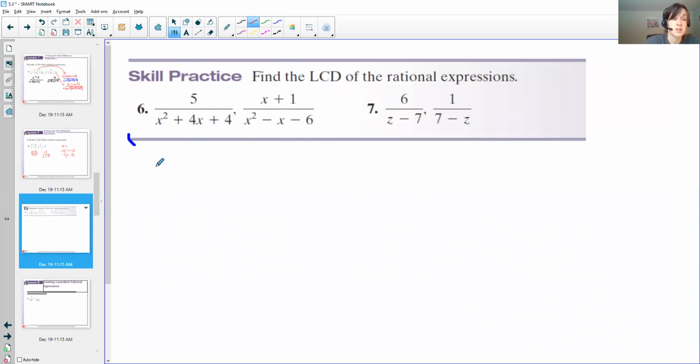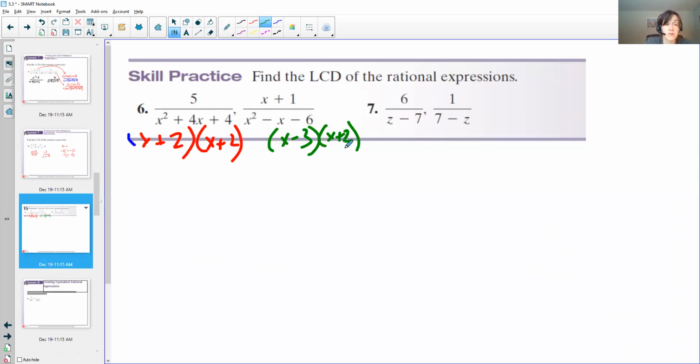That's probably, let's see, x plus 2 and x plus 2. I don't need to factor the 5. Let's look at the second one. X squared minus x minus 6. I need to multiply to -6 and add to -1. So I would bet that's x minus 3 and x plus 2.